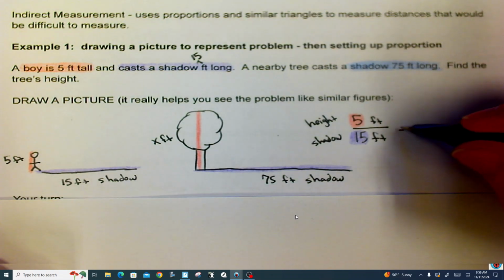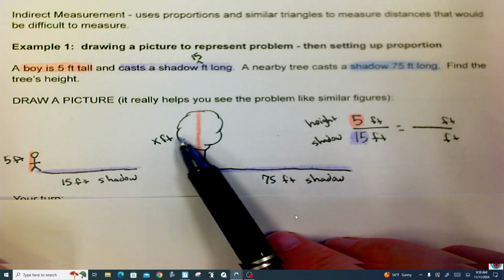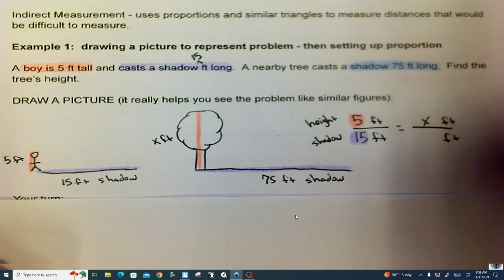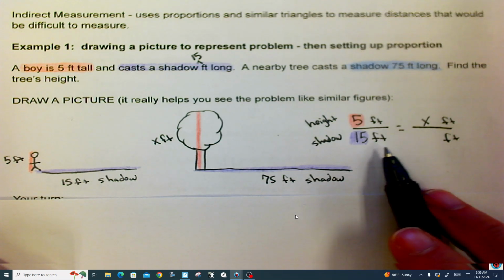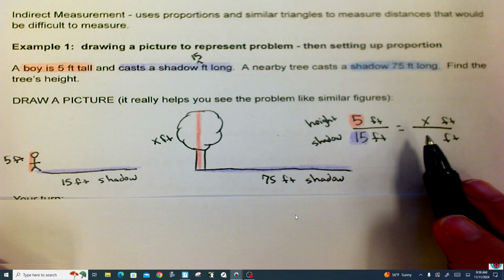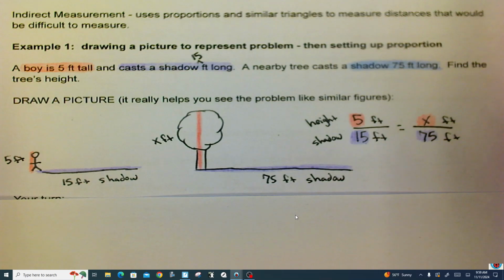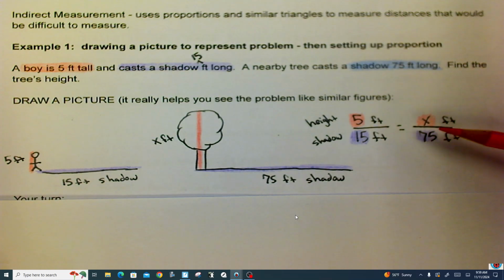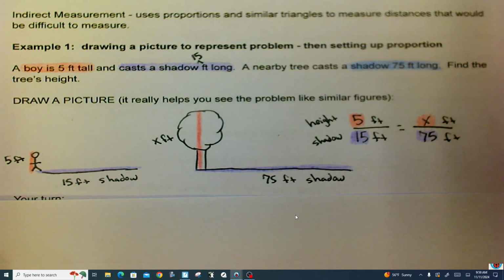Now we can come right over here and just make our other ratio. We know that both of them are going to be in feet. The tree, we don't know what its height is, so that's going to be X feet. But the tree's shadow is 75 feet. And so since we have shadow on the bottom, we can put 75 feet shadow right here. Hopefully the color coding lets you see how we transferred it from the drawing over to the proportion. Now we just need to cross multiply and we'll be done.